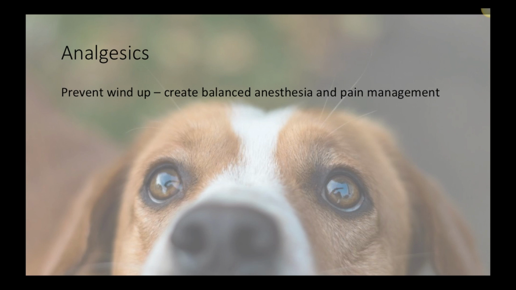Okay. So analgesics, we'll talk about, they prevent pain wind-up. So they create a balanced anesthesia and pain management. And we'll see there's lots of different analgesic drugs. There are also anti-inflammatories that we use a lot in order to prevent the pain pathway as well. We'll talk about anti-inflammatories later on. We're right now just going to focus on analgesics and the different types of analgesics available.